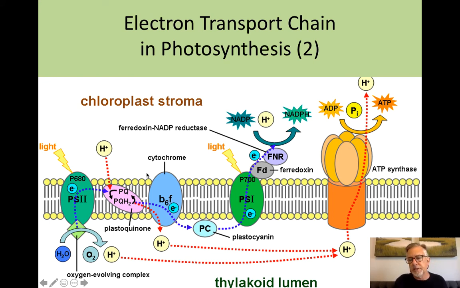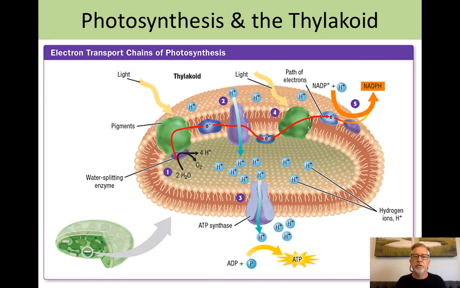Let's take a look at this in a second way. Here is an individual thylakoid. You can see now the two photosystems, Photosystem II and Photosystem I. And notice that Photosystem II comes first and Photosystem I comes second. The reason for that is probably because this one was discovered first and this one was discovered second.